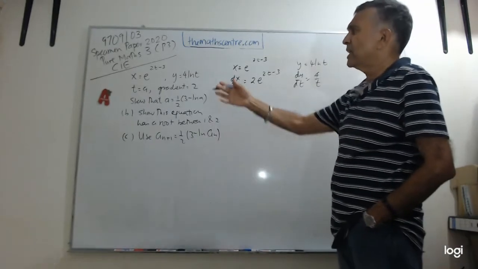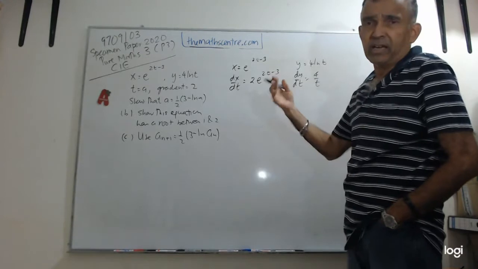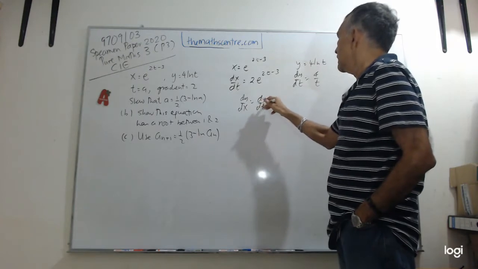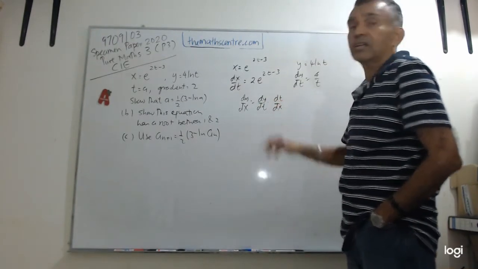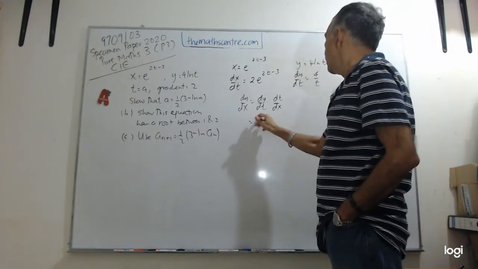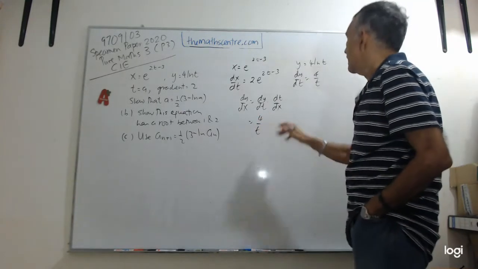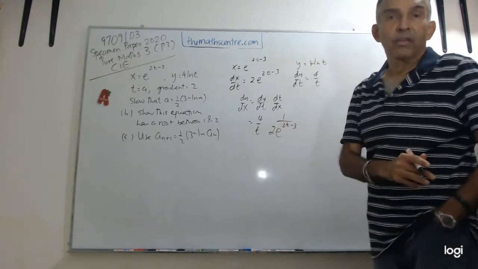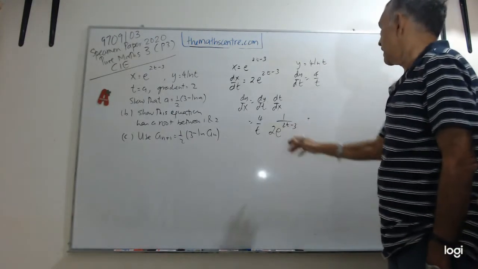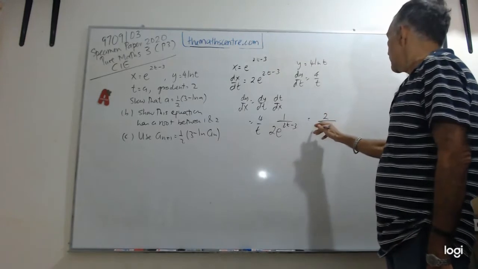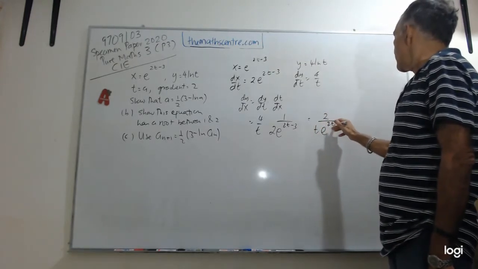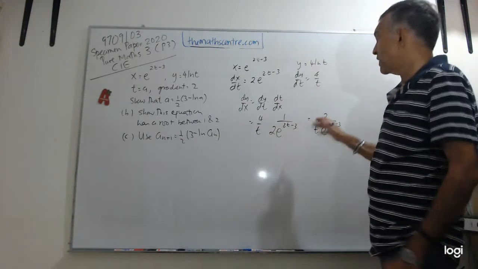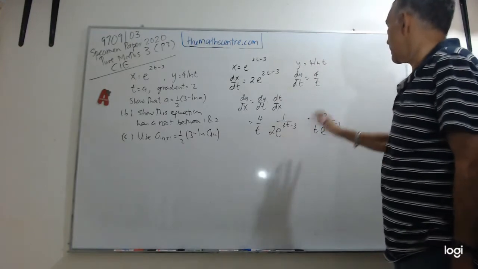So now they gave me the gradient at t equals a, so I need dy/dx. So dy/dx will be equal to dy/dt times dt/dx. Chain rule. So dy/dt is 4 over t, dt/dx will be 1 over 2e to the power of 2t minus 3. Let's do a bit of cleanup. 4 and the 2, we will have 2 over t e to the power of 2t minus 3. That's dy/dx in terms of t. Let me quickly check that. Yeah, 4 over t, 2 and t, looks good.